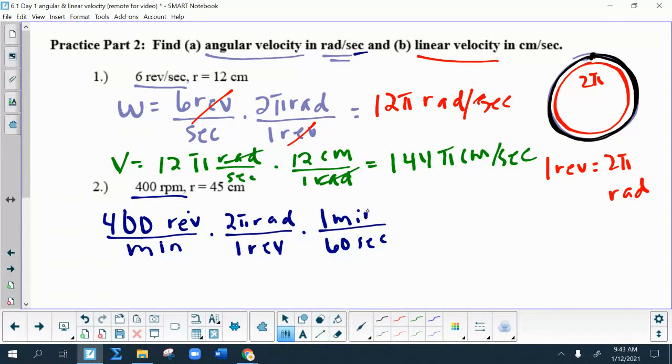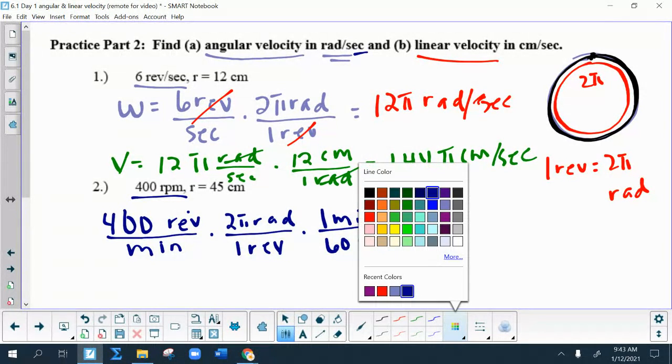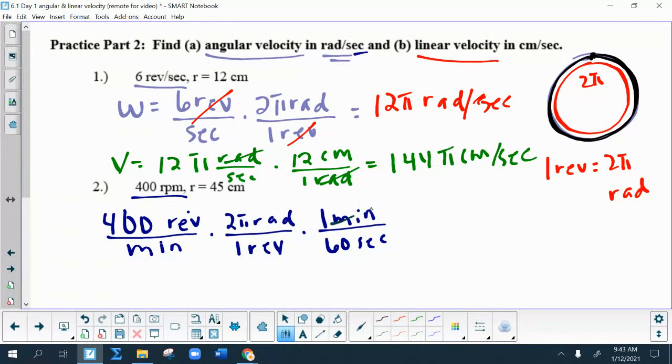And notice I'm writing this in this format so everything cancels. So we want the minutes to go away, so I had to put 1 minute in the numerator, so it cancels with that denominator. Same thing with the revolutions in the denominator here, so it cancels with them in the numerator there. When you multiply all of this out, I do believe you get 40 pi over 3 radians per second.